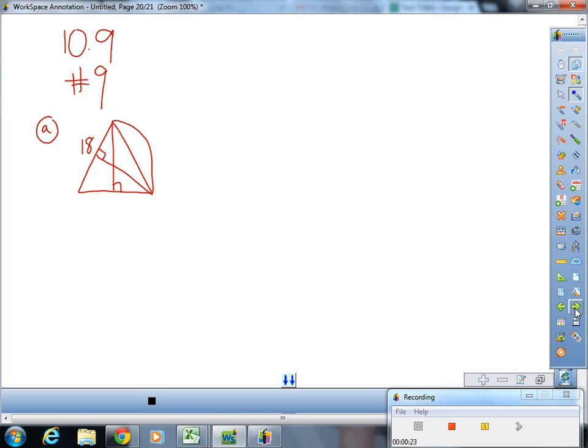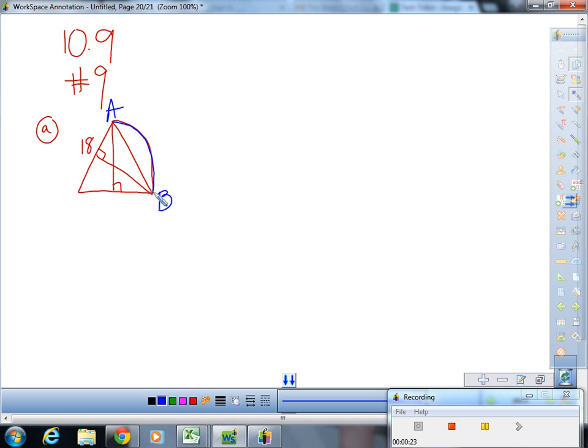Okay? Moving on. Here's your 10-9, number 9, part A. We are asked in this question to find the length of this arc. We want to find the length of arc AB. In order to find the length, I need 2 pieces of information. I need the radius, and I need the central angle, or the degree measure of the arc.